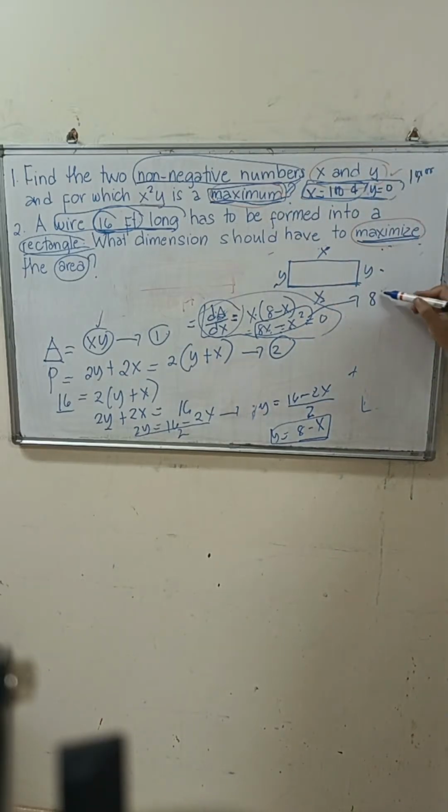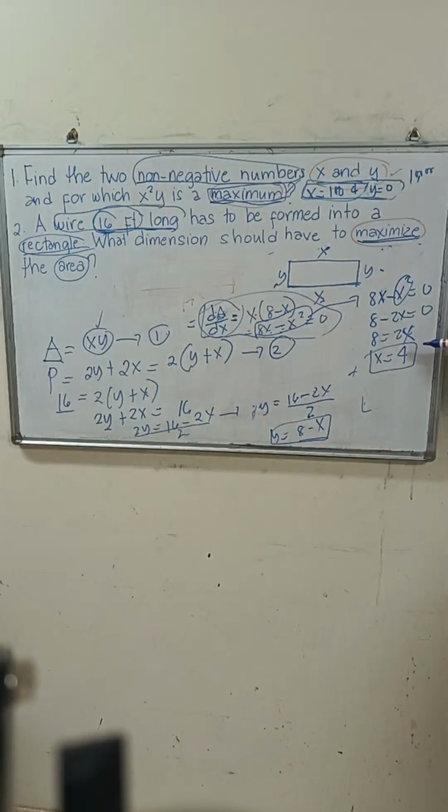So 8x minus x squared is equal to 0. The first derivative of 8x is 8, then the derivative of x squared is 2x, which is equal to 0. Therefore 8 is equal to 2x, therefore x is equal to 4, because 8 divided by 2 is 4. So your value of x is 4. Now, second derivative test.